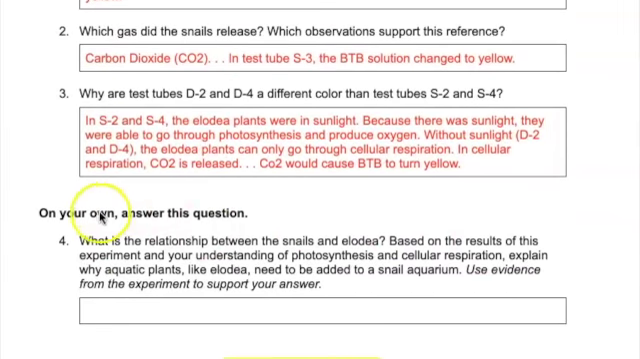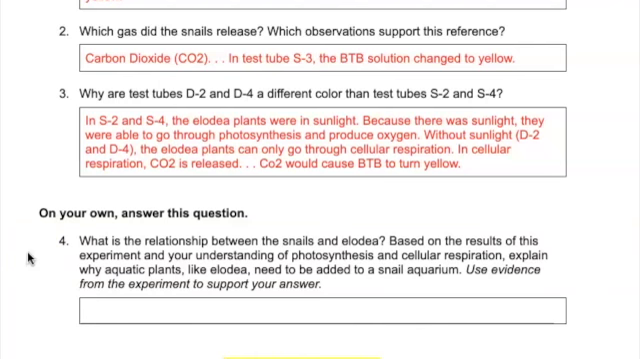So that leads us to our last question here. It says, what is the relationship between the snails and Alodia? Based on the results of this experiment and your understanding of photosynthesis and cellular respiration, explain why aquatic plants, like Alodia, need to be added to a snail aquarium. Use evidence from the experiment to support your answer. So this is what's going to be graded for this 3A summative.